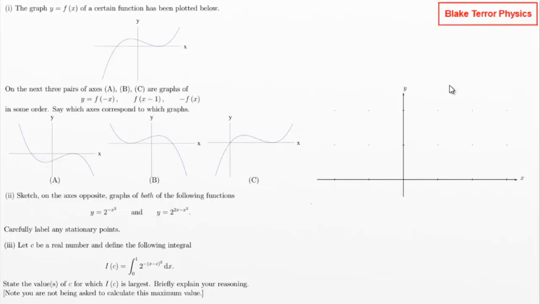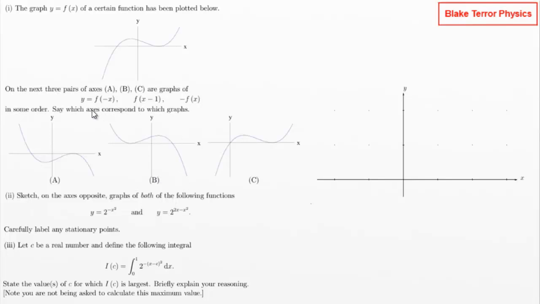Hello, this is question 3 from the 2008 MAT. So we've got the graph y equals f of x of a certain function plotted below. Next to three pairs of axes A, B, C are graphs of y equals f of minus x, f of x minus 1 and minus f of x. Say which one is which.